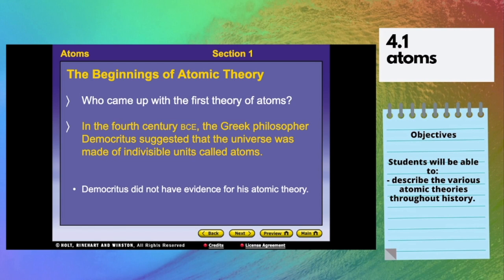In the 4th century BCE, the Greek philosopher Democritus suggested that the universe was made of indivisible units called atoms. Democritus developed this theory just based on his observations of the natural world, so he did not have evidence for his atomic theory.